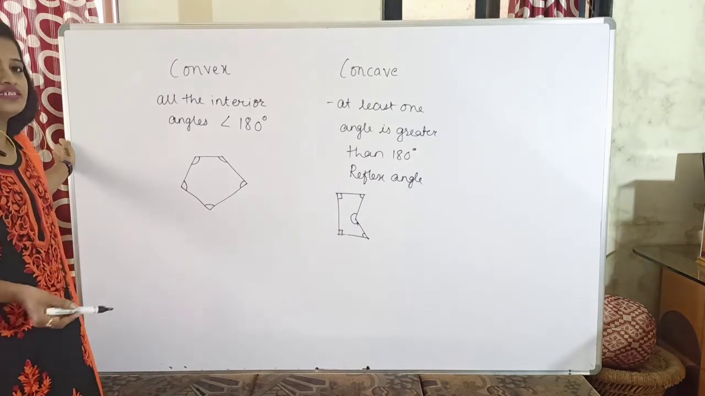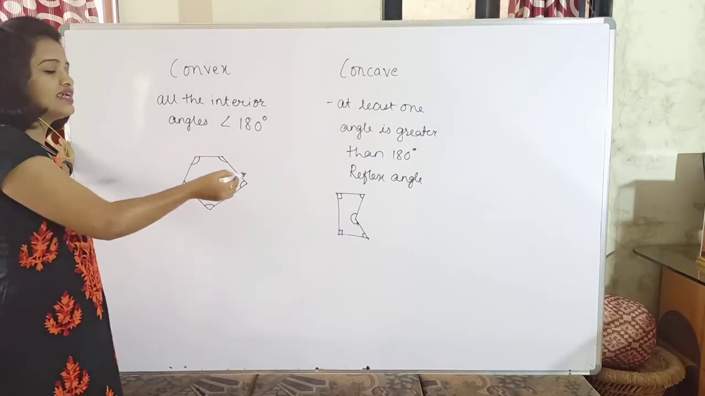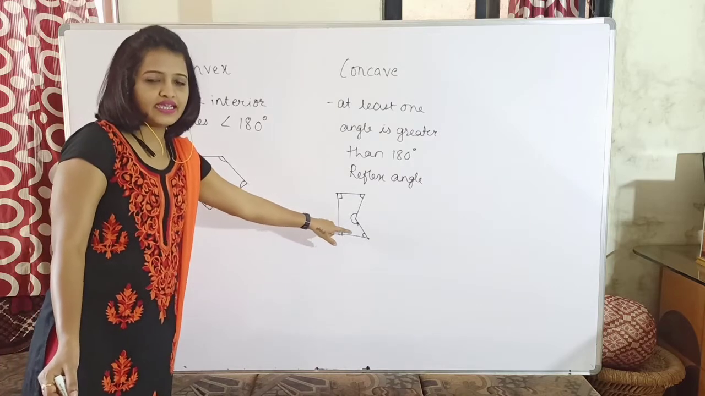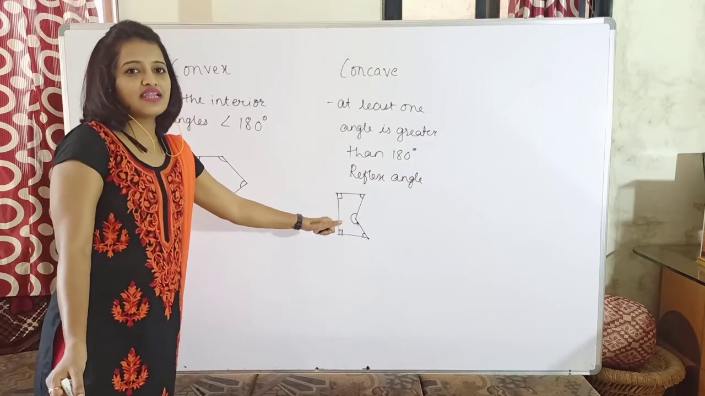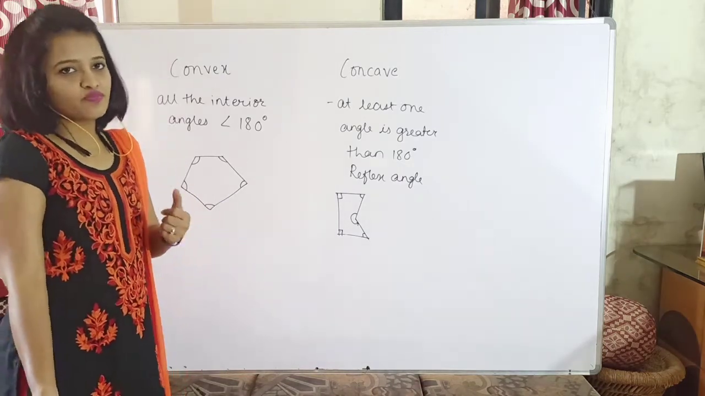Now, is it a polygon? Yes, it is a simple closed figure consisting of straight lines. So that is a polygon. But since one angle is greater than 180 degrees, it is classified as a concave polygon, whereas this one is classified as a convex polygon.